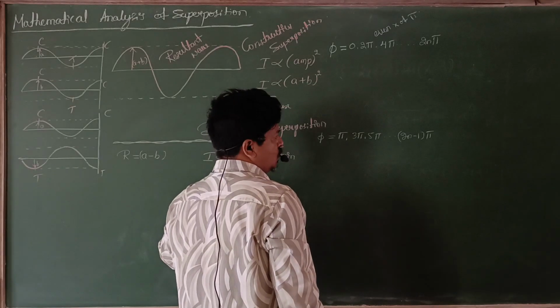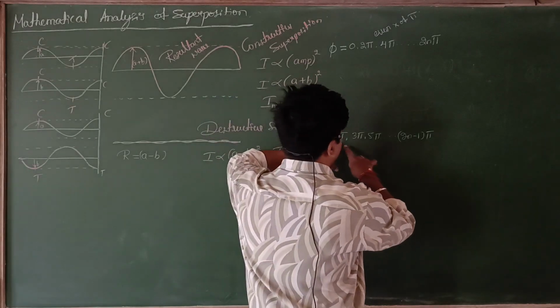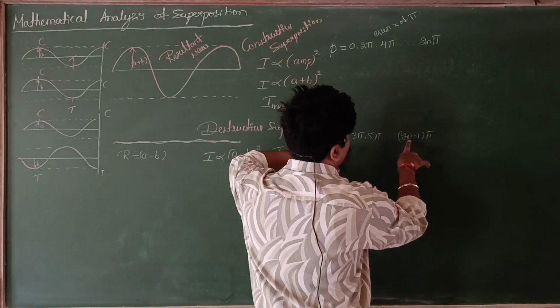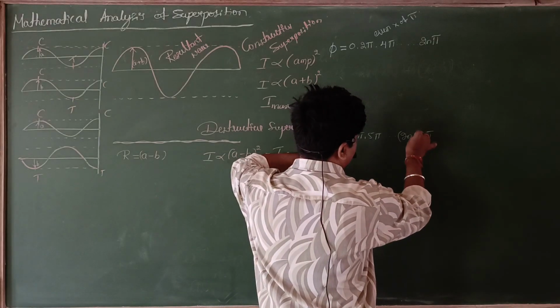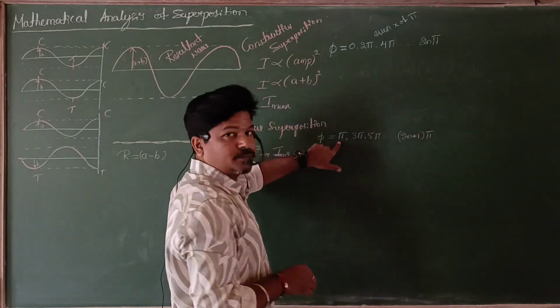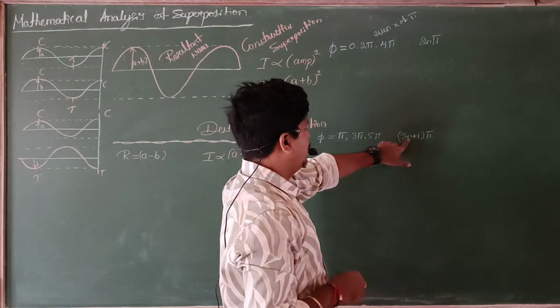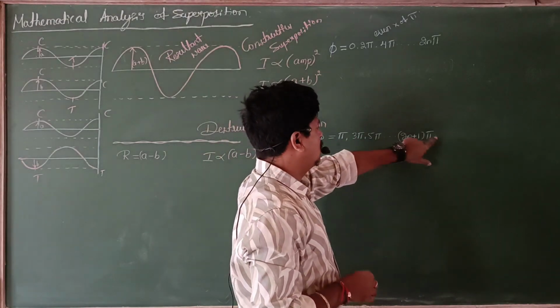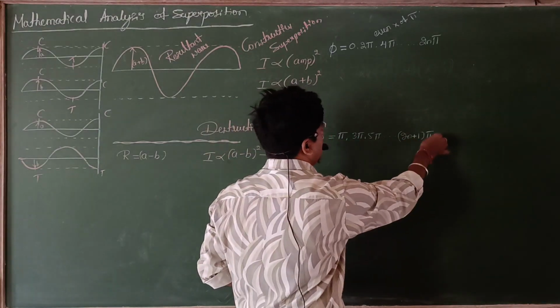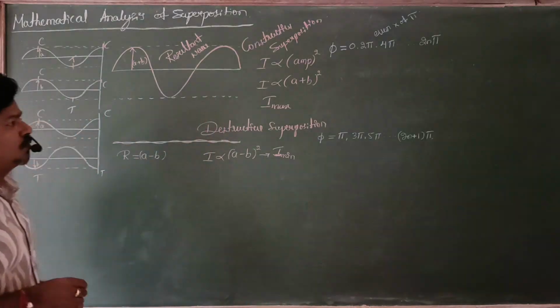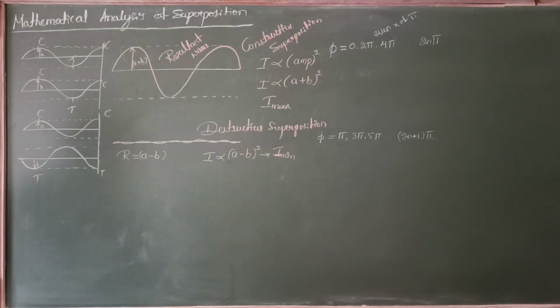Put n is equal to 0, we get what? 2n plus 1, this is plus 1, right? So put n is equal to 0, this becomes 1 pi. This is the phase difference in destructive superposition.